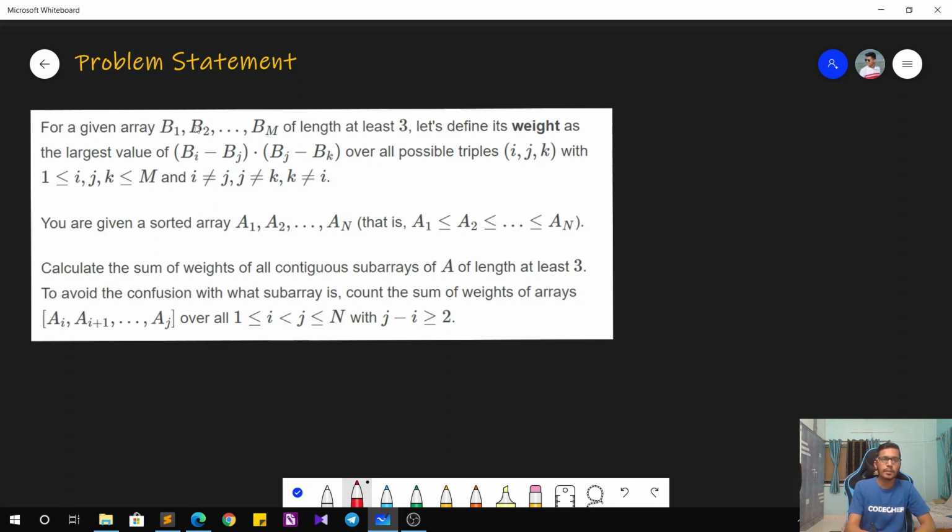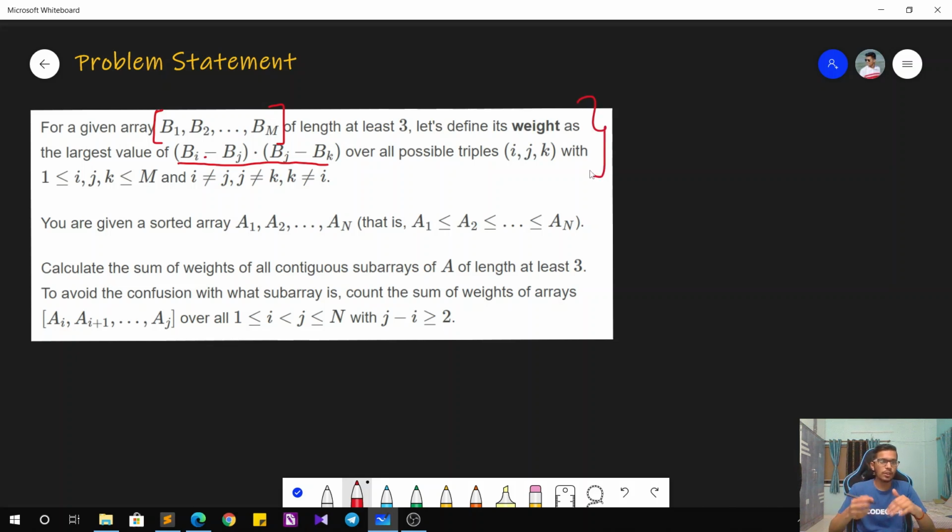For a given array B1, B2 up to Bm, that is an array of length at least 3, let's define the weight as the largest value of (Bi - Bj) multiplied by (Bj - Bk). So this expression is given to us, and the weight of any array of length at least 3 is defined as the maximum value of this expression over all the possible triplets i, j, k such that all the indices i, j and k are distinct. Okay, so this is some information given to us, some definition.